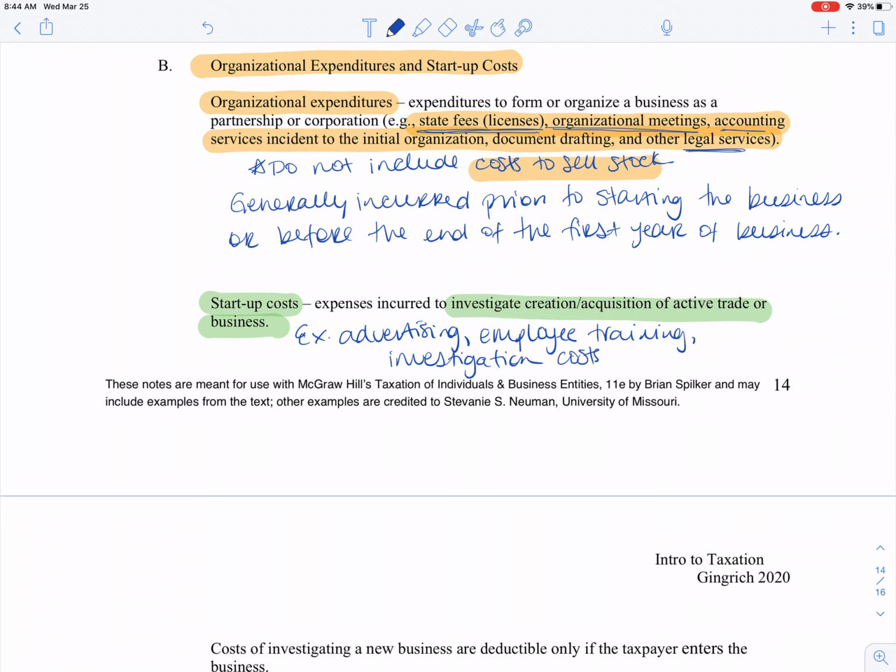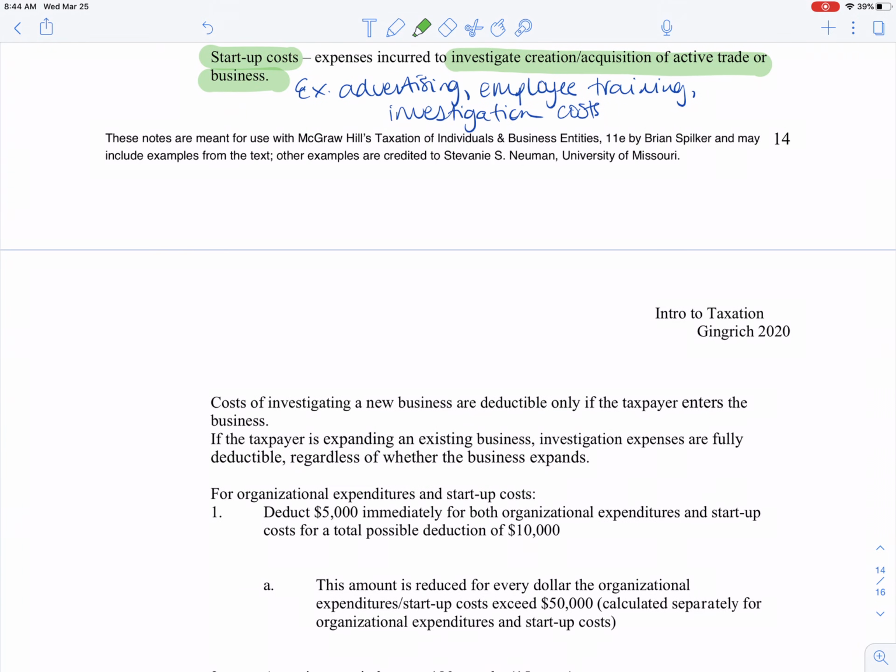So if you're doing a market analysis, something like that would be the startup cost. All right, the costs of investigating a new business are deductible only if the taxpayer enters the business. If the taxpayer is expanding an existing business, these expenses are deductible regardless of whether or not the business expands. So that's an important distinction. We have different rules for a new business. They're deductible only if the taxpayer goes through with it. But if you're thinking about expanding your existing business, they're deductible even if you decide not to expand.